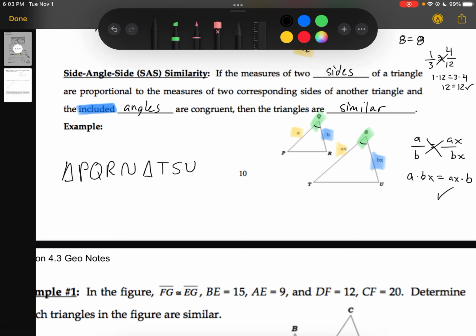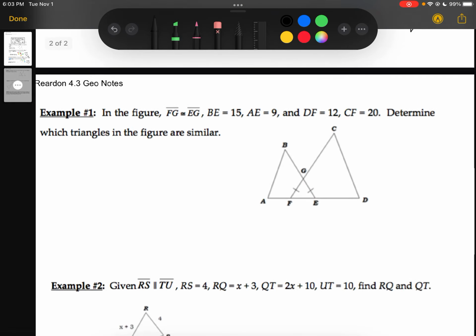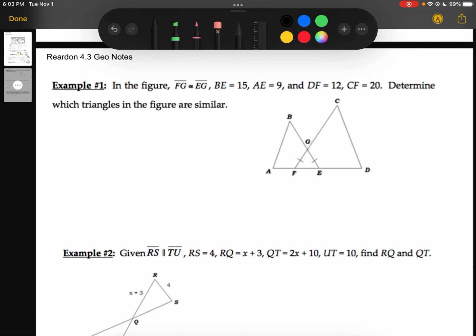So now what we can work through are some of the examples that we're going to see as we do some solving here. So for our first one, if we have FG equal to EG, so these two sides are the same. And if we know that BE is 15, so from B all the way down to E, that is 15 is that length. And it's going to be kind of hard to draw in sometimes. And from A to E is 9.